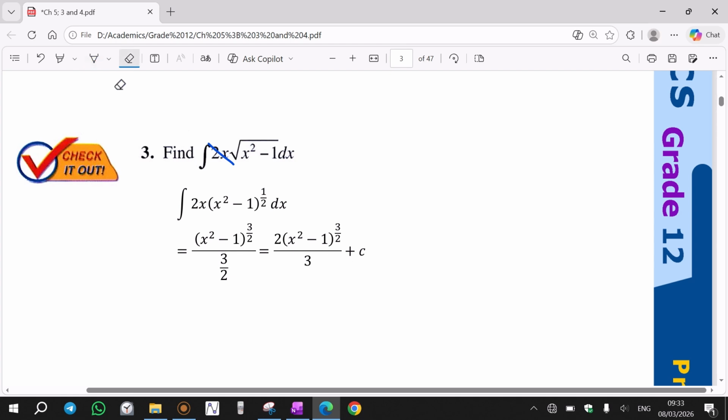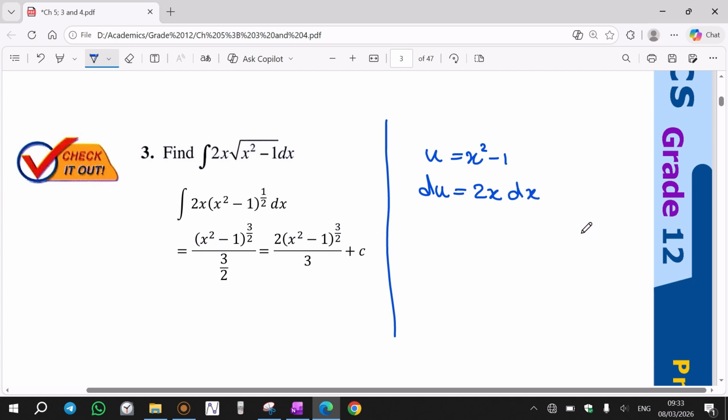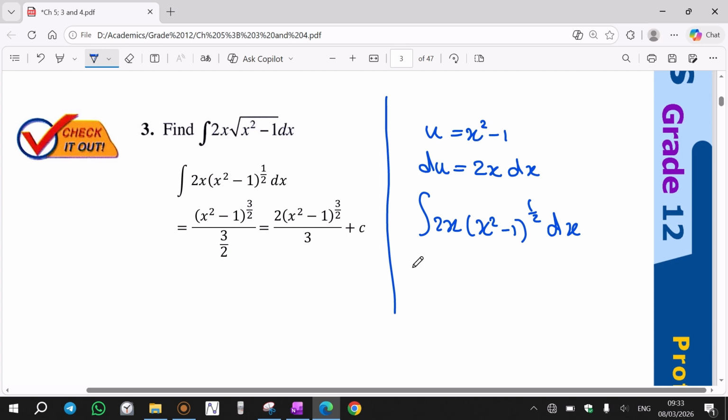If I want to solve this in terms of u, firstly, what's inside the radical? I'm going to set this as u. U is x squared minus 1. And remember, whenever you write u, you need to write du by taking derivative. Derivative of x squared is 2x dx. Now, instead of this radical, I can write it as a bracket power 1 over 2. So integral 2x bracket x squared minus 1 power 1 over 2 dx. Now replacing u and du, let's see.